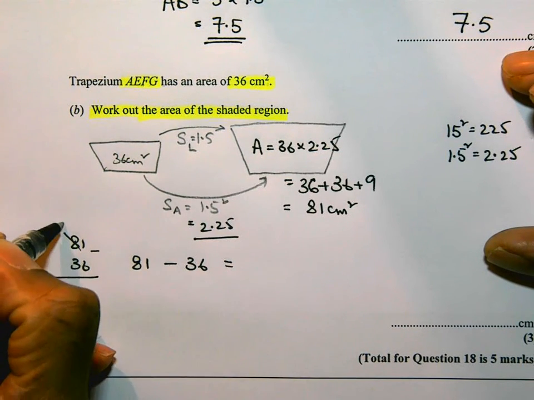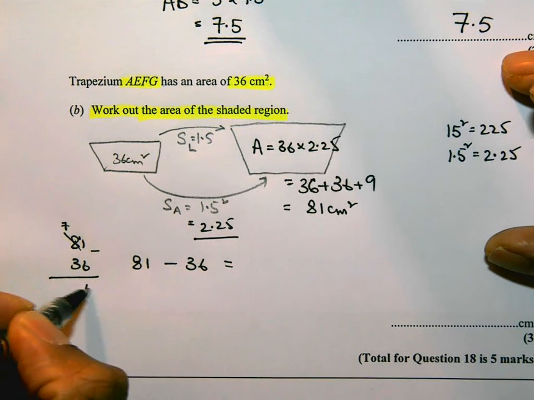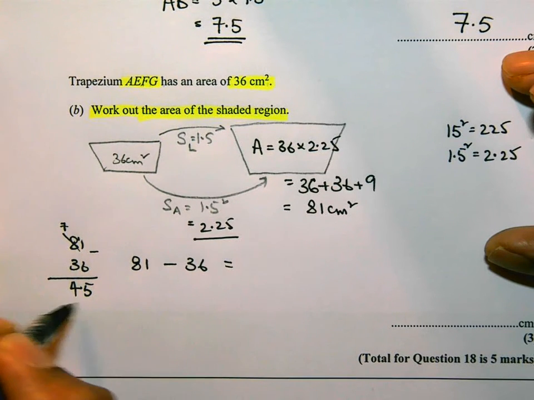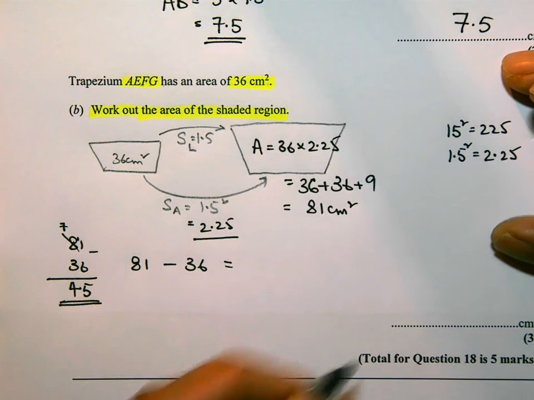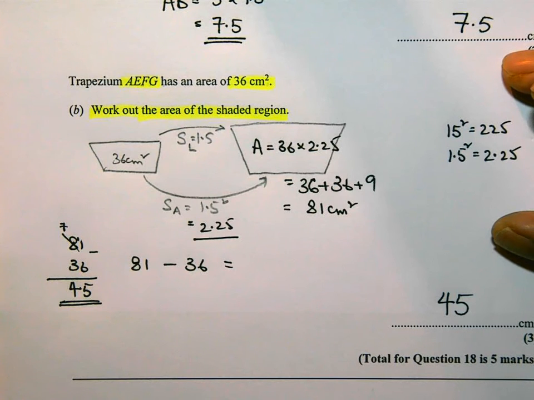So 81 take away 36. Need to borrow 1 from the 8, so that's 7, carry 1. 11 take away 6 is 5. 7 take away 3 is 4. That's 45. I'm just checking that. Yep, that's correct. So 45 centimeters squared is the area of the shaded region.